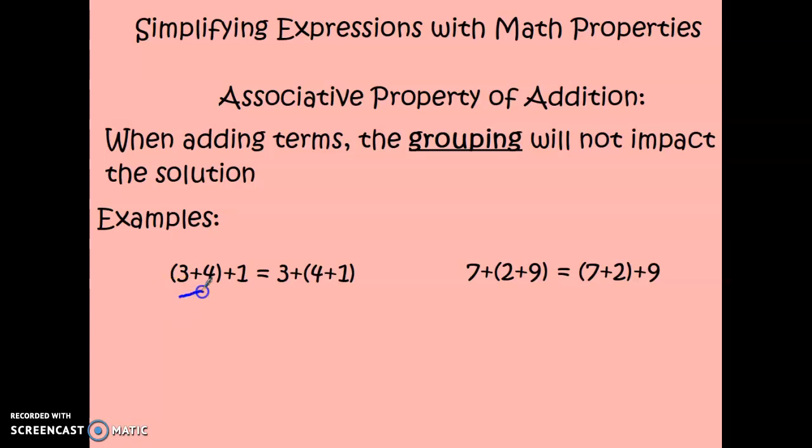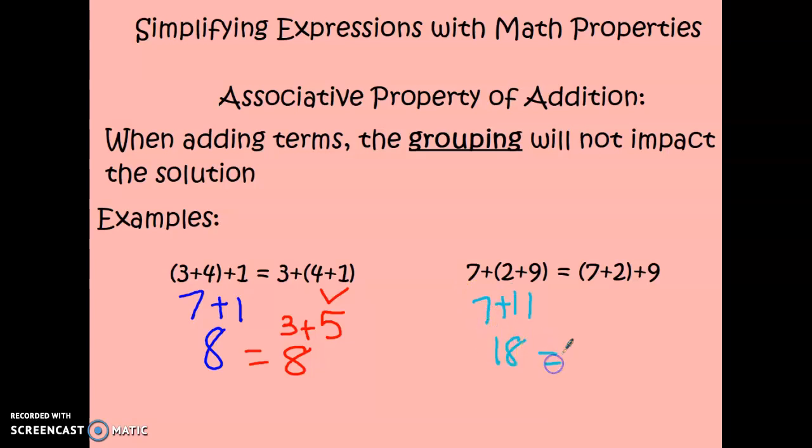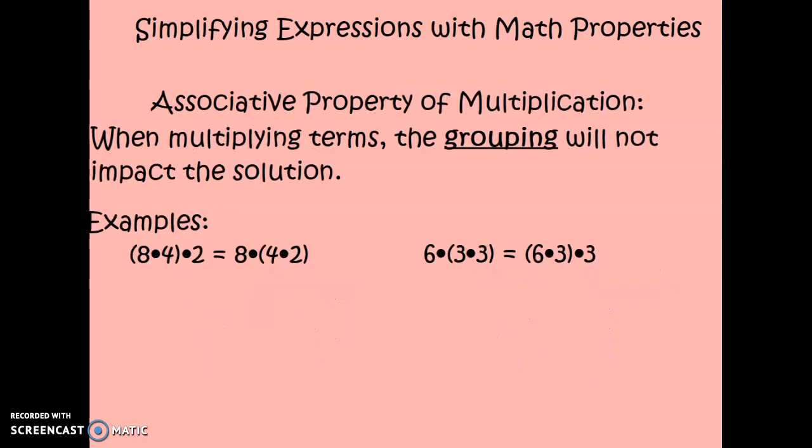So I have 3 plus 4 is 7. 7 plus 1 is 8. Okay, and then we have 4 plus 1, which is 5, plus 3, which does equal 8. Okay, we can look at our second example. 2 plus 9 is 11, plus 7, which is 18. And then we have 2 plus 7, which is 9. 9 plus 9 is 18. So it does not matter what order our grouping symbols are in. We can move on. All right.